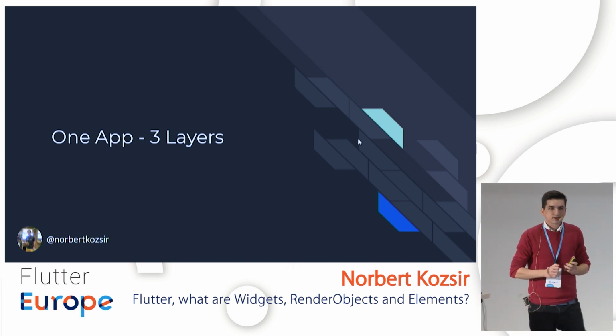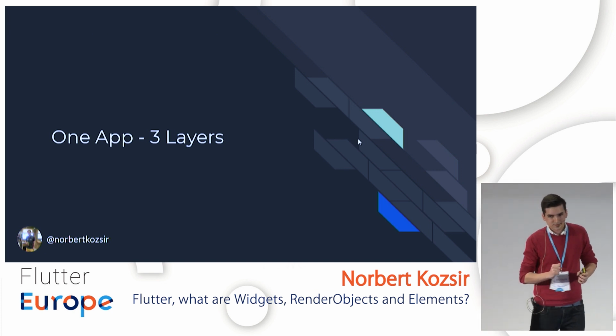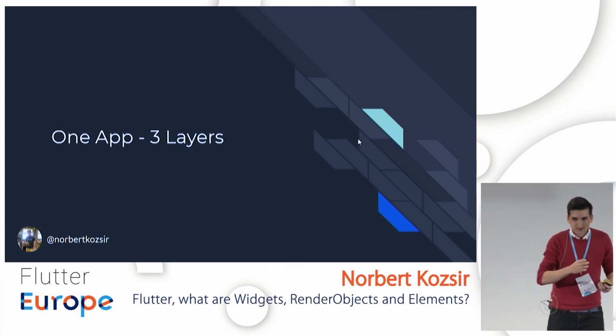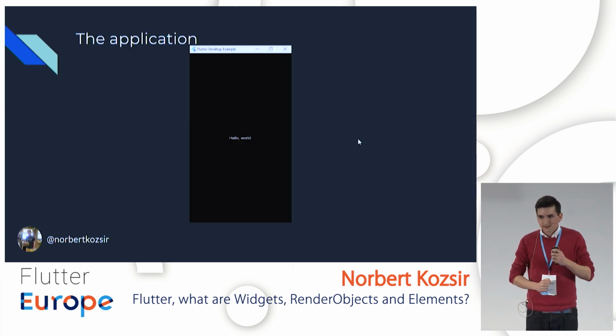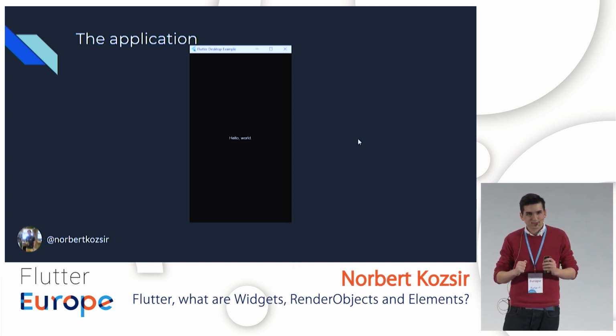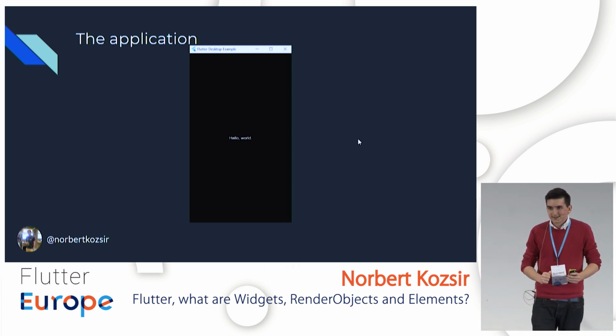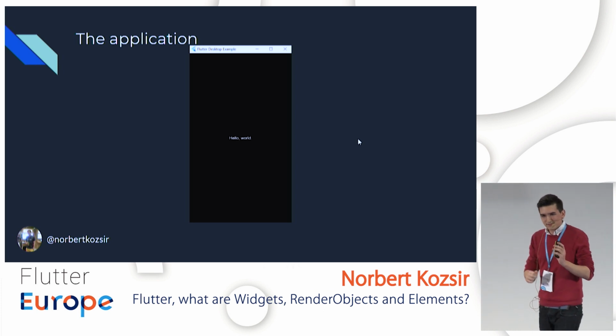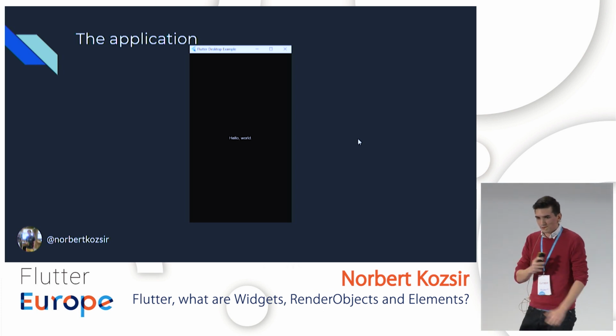So let's take a look at a very simple app and implement it in all of those 3 layers. The app is very spectacular. It is a centered text on a black background. That's it. It's that simple because implementing that on the Dart UI layer is actually a lot of work.